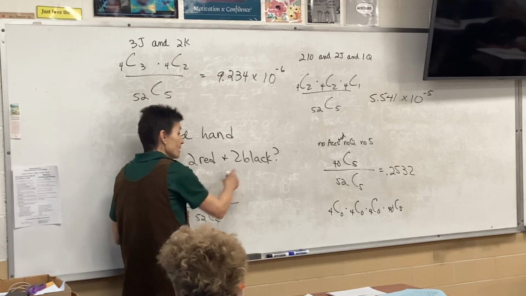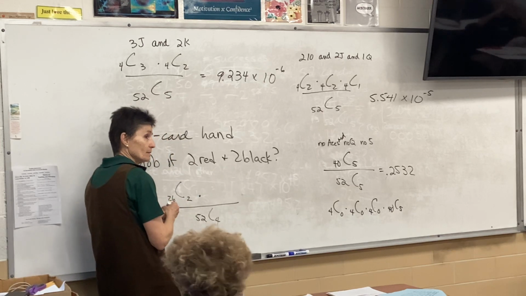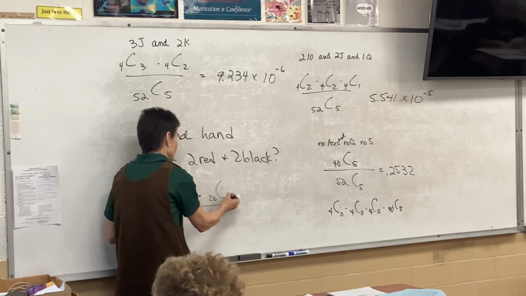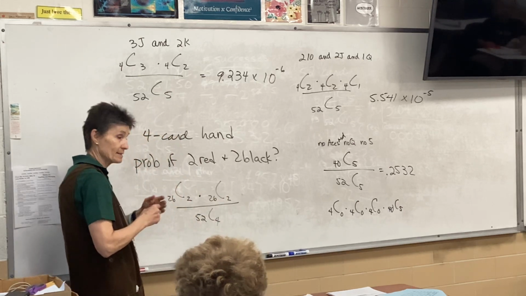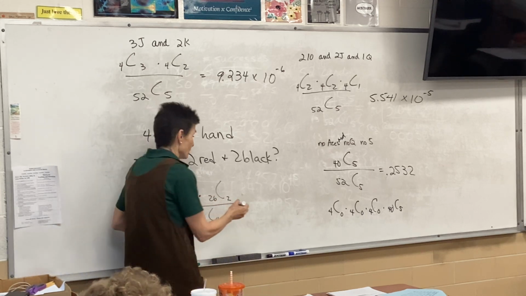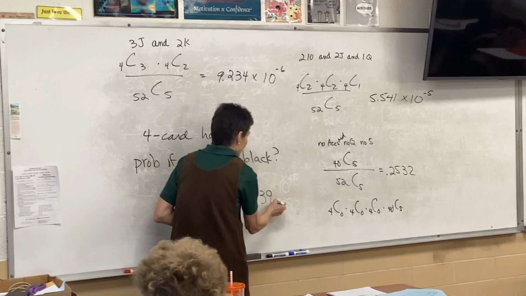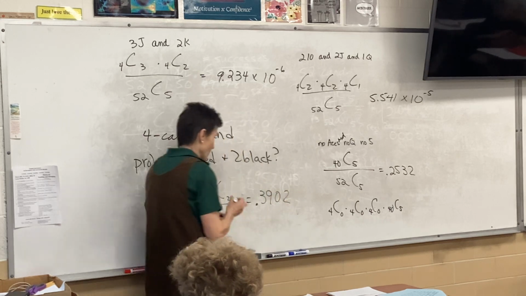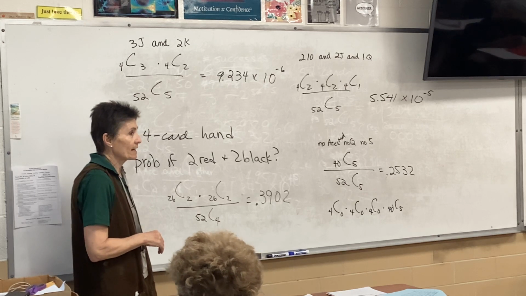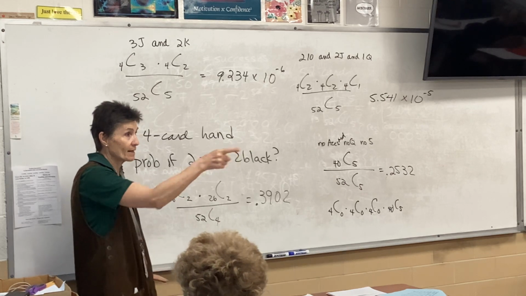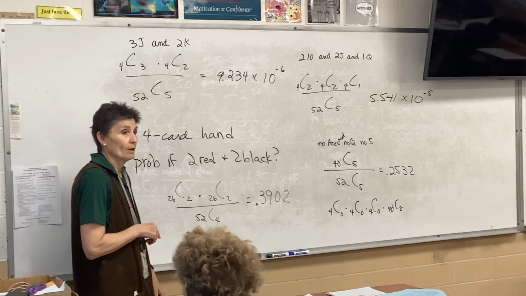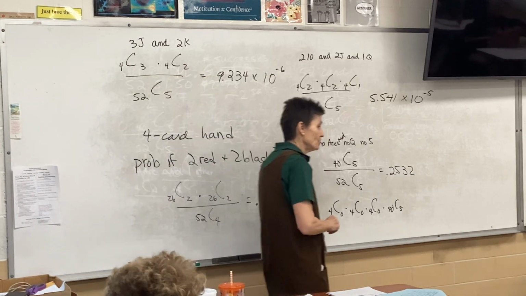And, okay, how many blacks are there? 26. How many do I want? 2. There's your problem. Has anybody typed that in, Brennan? 0.3902. Wow, that's a 39% chance of having that happen, if that's the right answer. Did anybody else get that? Perfect.